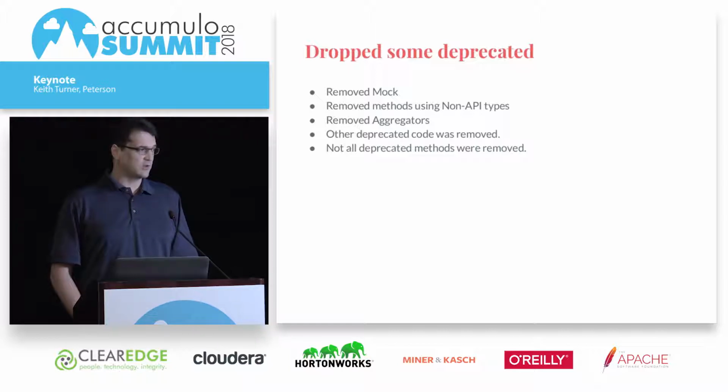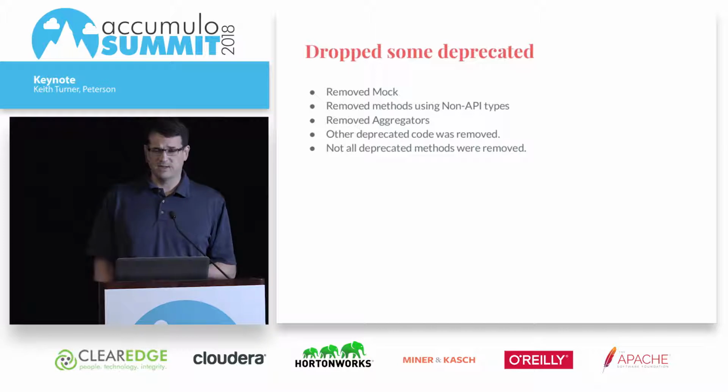So since Accumulo follows semver, going to 2.0 allowed us to drop things that were deprecated in a previous release. So mock Accumulo had been deprecated for quite a while. That was dropped. Mock Accumulo was nice in that it was fast, but it also didn't implement the full functionality of Accumulo, and some of its methods behave differently. So it was kind of hard to recommend people use it. It's like, well, it's great because it's fast, but it may not be correct. So use it at your own risk.